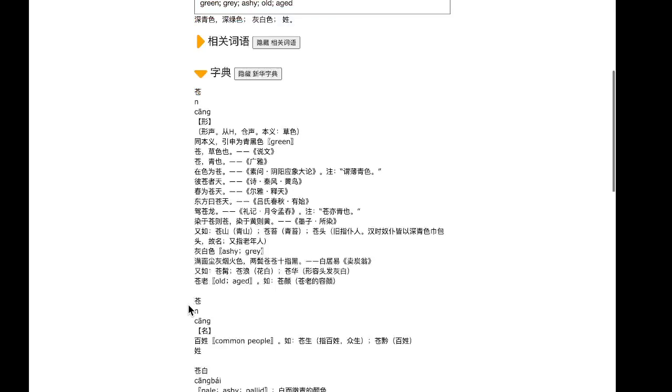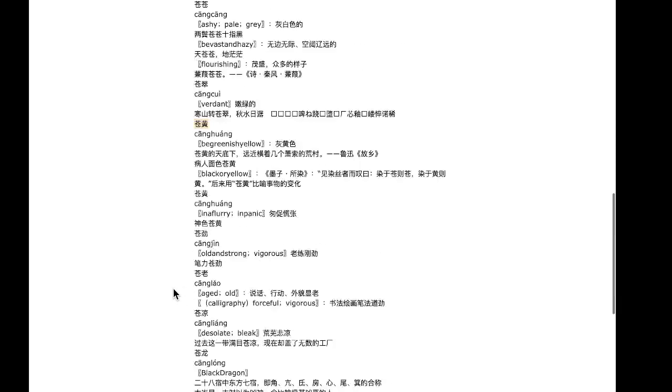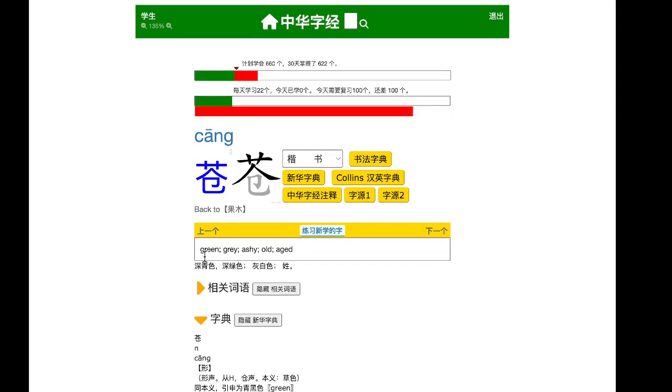So if you look in here, Tang Bai is going to be pale and ashy. If you say Tang Cui, that's going to be crisp and verdant. Tang Huang is going to be greenish yellow, not ash yellow. When you put it with yellow, it means green. Tang Lao is going to be old and aged. Tang Liang, desolate and bleak. So depending on the context, Tang Tian is spring. Depending on the context, it could mean either fresh and green or gray, ashy, and old.